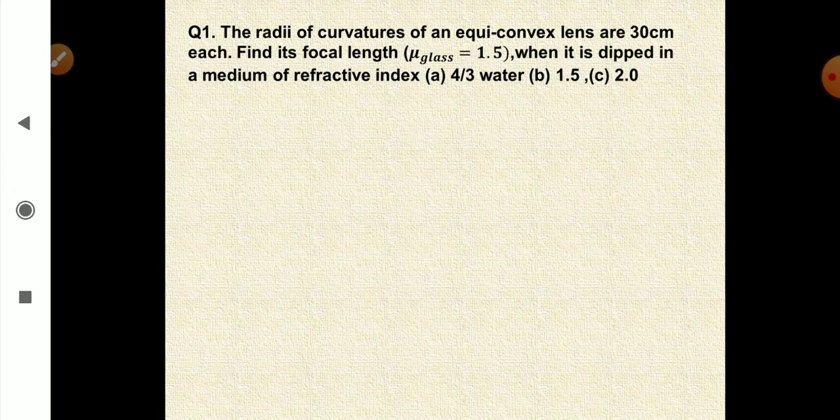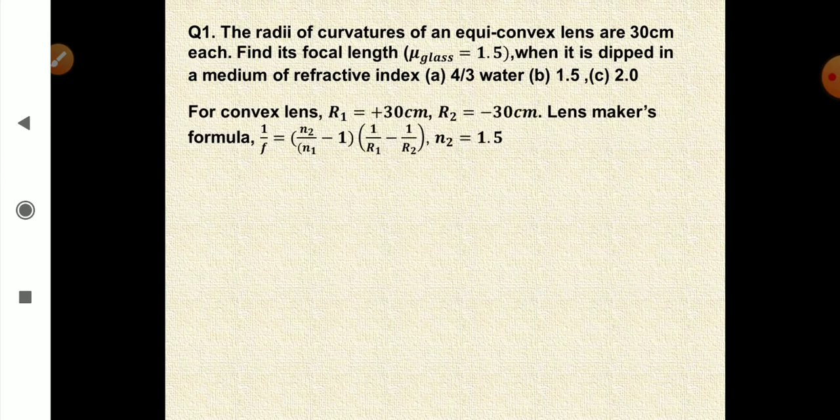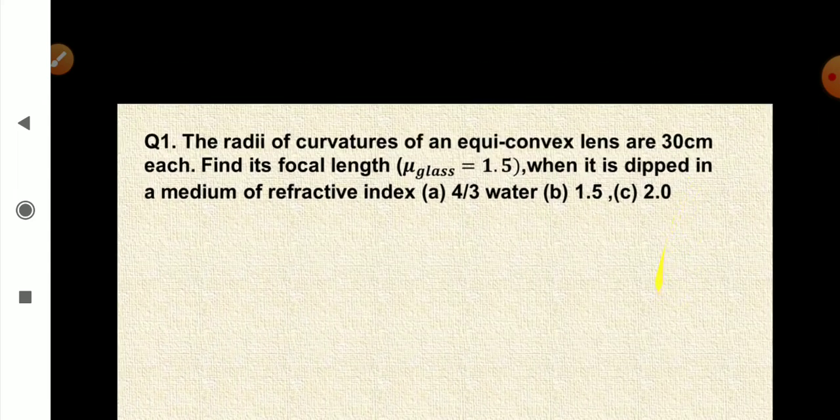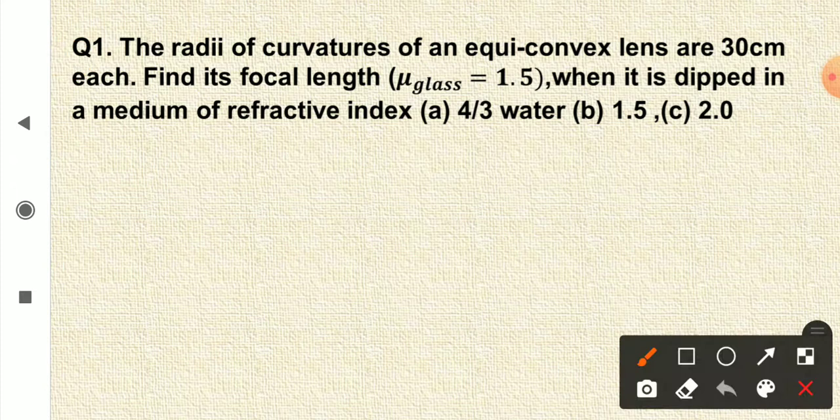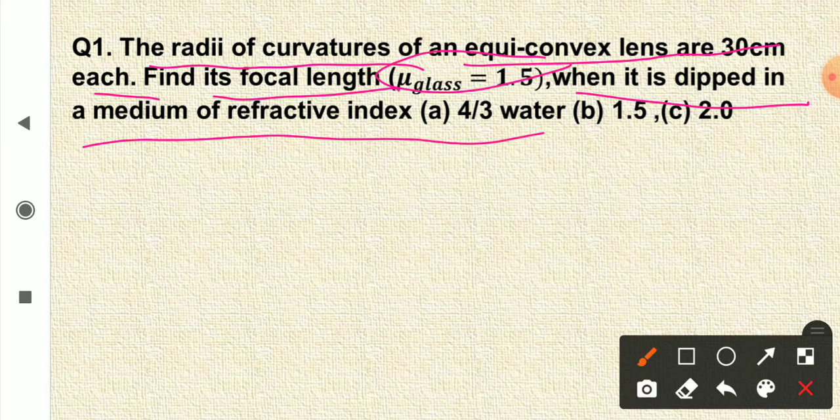And a very interesting problem here. The radii of curvatures of an equiconvex lens are 30 centimeter each. Find its focal length. The refractive index of glass is given to be 1.5. Find its focal length when this lens is dipped in a medium of refractive index 4 upon 3, which is water. The convex lens is dipped in water. Second case, it is dipped in a medium of refractive index 1.5. And third, it is dipped in a medium of refractive index 2.